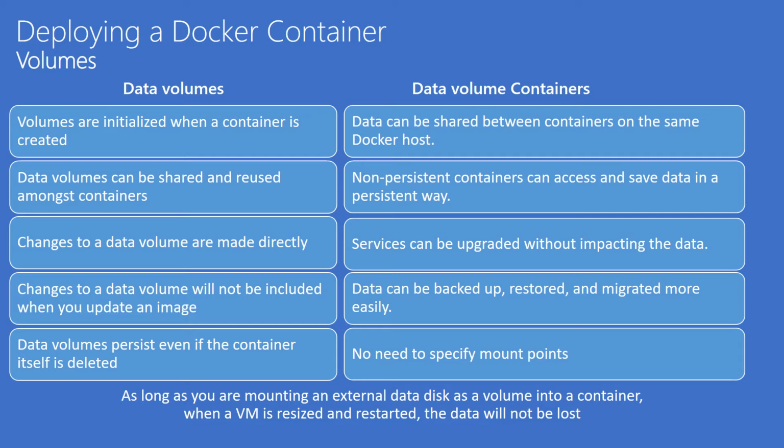A data volume container, otherwise known as a DVC, is a Docker container, and its primary responsibility is to host a volume and ensure the data is persistent. Volumes can be shared with other containers. A DVC can be used as a centralized data store across multiple containers on the same Docker host. Other containers can mount the volume inside a DVC and save their data to it. It provides non-persistent containers a mechanism to handle persistent storage.